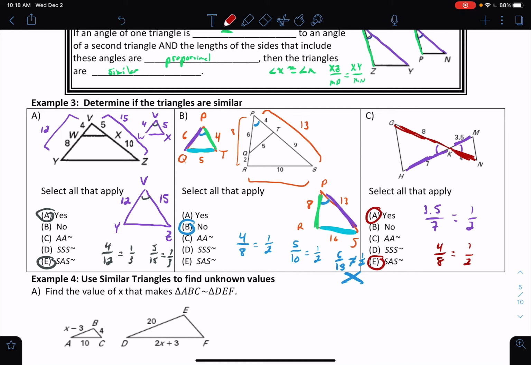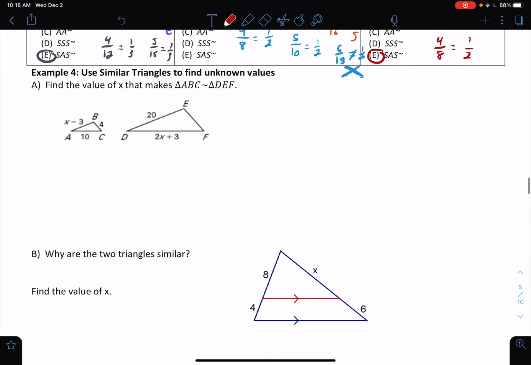Okay? So there we go. How to interpret these diagrams: look for a shared angle or congruent angles, and then check small to small, medium to medium, large to large, to see if you have enough to prove that the triangles are similar using one of those three theorems. All right, let's do 2 final application problems, then we'll wrap up this video.